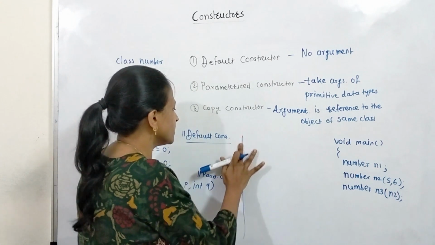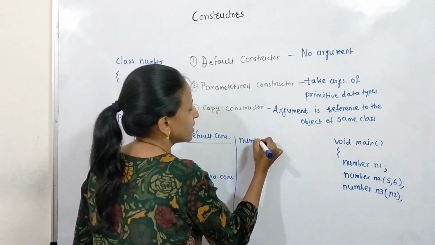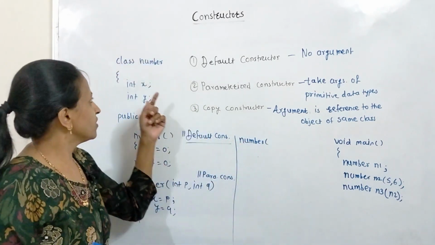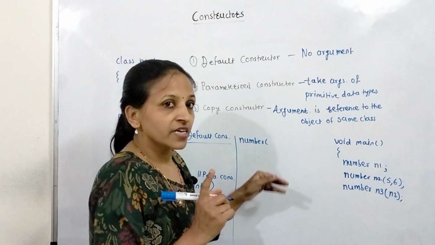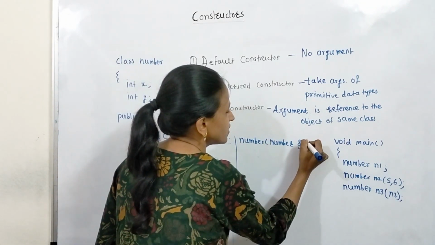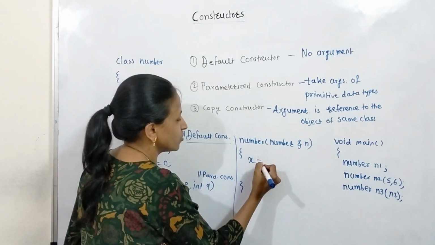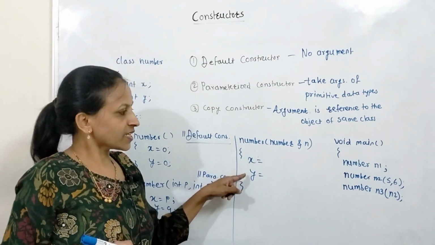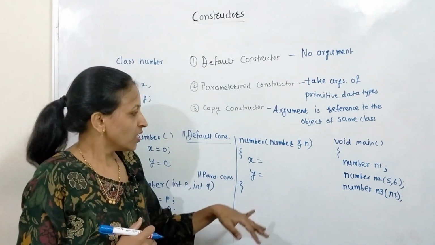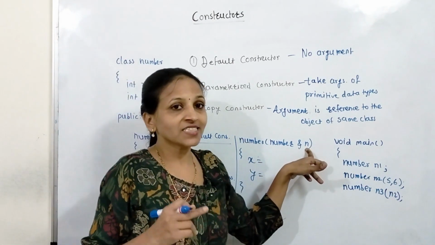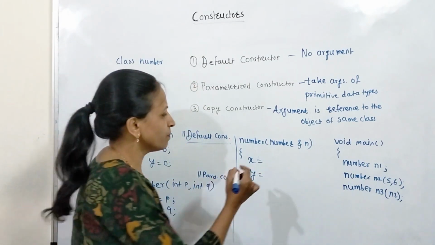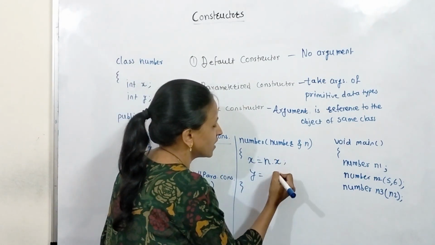Now how to write it? Number, again I am writing a constructor, that's why the name of the constructor is the same as the name of the class, and here a reference to an object of the same class. The class name is Number, reference let it be n, x equal to and y equal to. This x and y is nothing but x and y of the calling object, of course, and to that I want to copy n's x value and n's y value. Simple. We can write it like this: n.x, n.y.